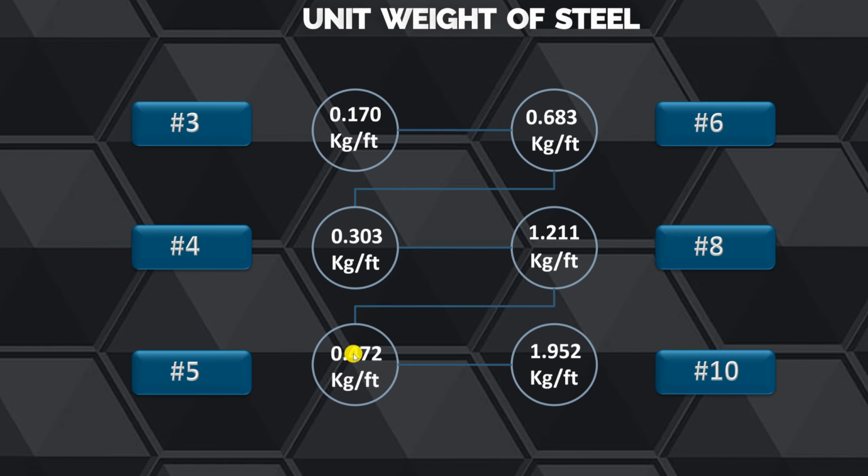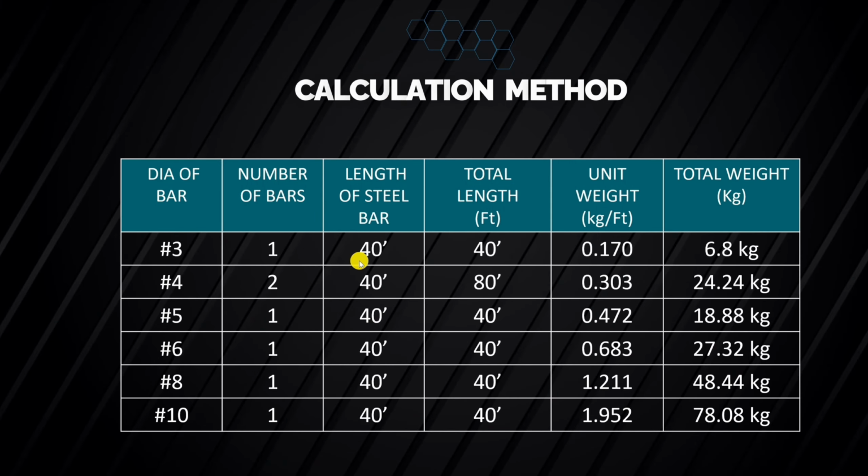Now how can we calculate the weight of steel by using the previous data? As you can see in the table, we have different sizes of steel bars. Let's calculate each one of them. Let's consider number 3 bar with number of bars as 1 and the length of the steel bar is 40 feet. So the total length would be 1 into 40, which is equal to 40 feet. Now the unit weight of steel bars for number 3 is 0.170 kg per feet. So simply multiply 40 with 0.170, and we will get the desired result as 6.8 kgs.